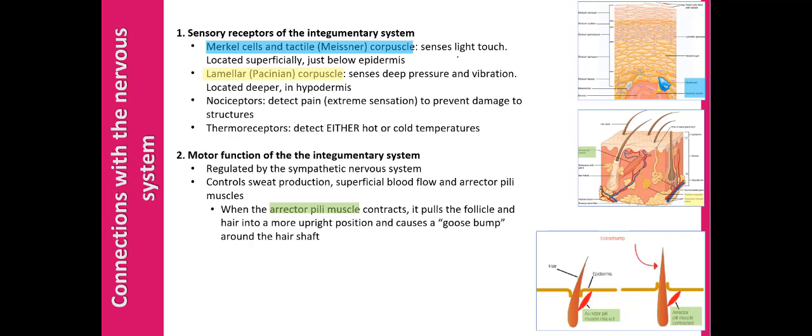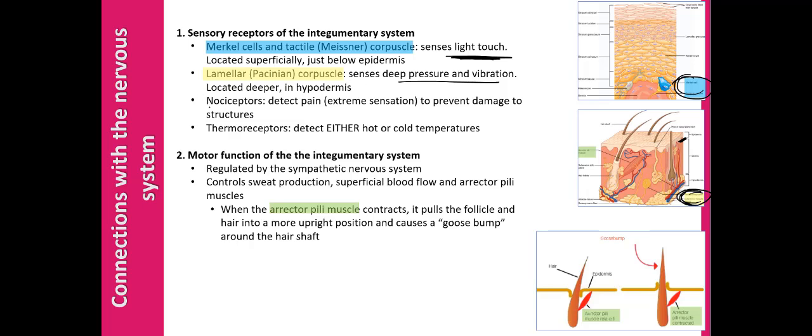It can detect touch with the help of the Merkel cells. It can also detect deep pressure and vibration with the help of other structures called the lamellar or Pacinian corpuscles. You can see the lamellar or Pacinian corpuscles are located deeper within the integumentary system, versus the Merkel cells that are located right at the bottom of the epidermis layer. So the lamellar corpuscles sense deep vibration and pressure, versus light touch from the Merkel cells.